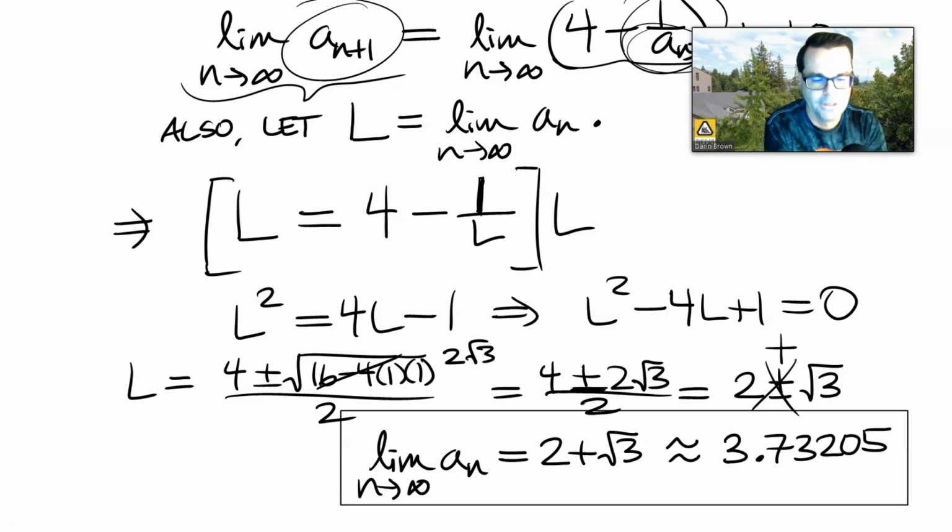Okay, so that finishes the problem. We proved that it's convergent, and we calculated the limit, 2 plus square root 3. So I hope you enjoyed this problem. It puts together a lot of different topics: induction, things about sequences, monotonic and bounded sequences, and even the quadratic formula. So I hope you liked it.